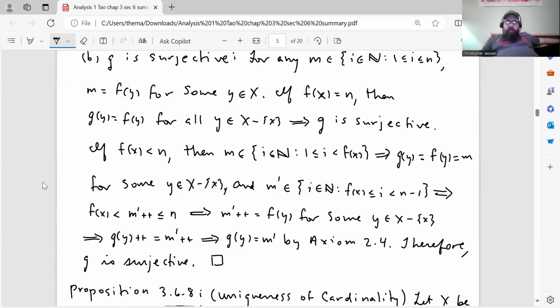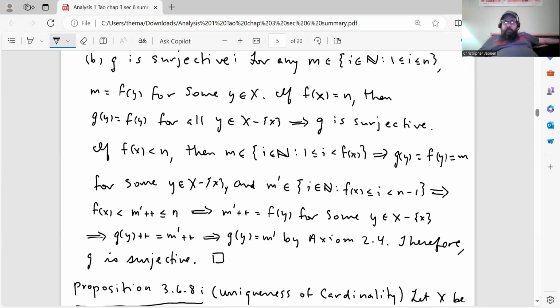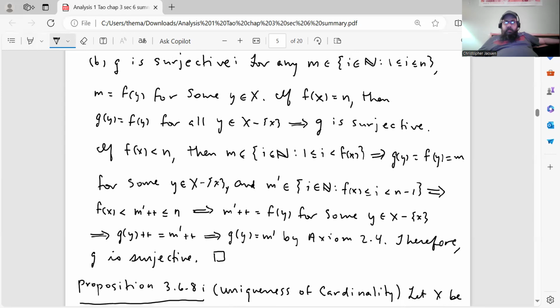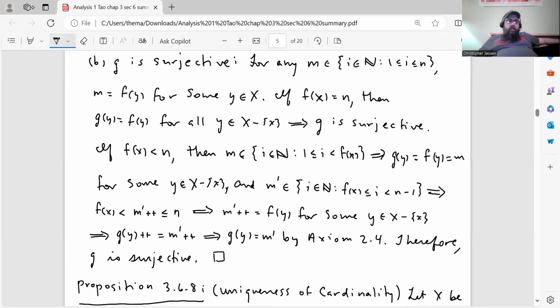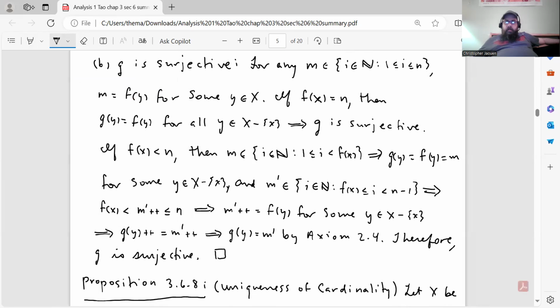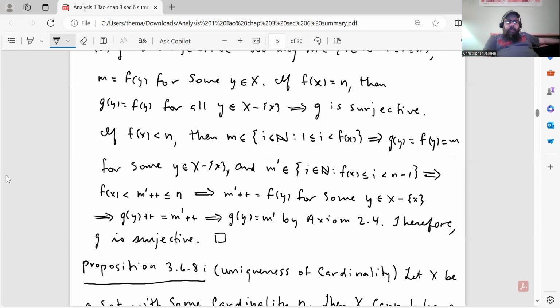Actually, this should be less than or equal. Sorry, let me fix this. Whoops. Why is this not writing? All right, I don't know why it's not writing. That should be a less than or equal to N minus 1.